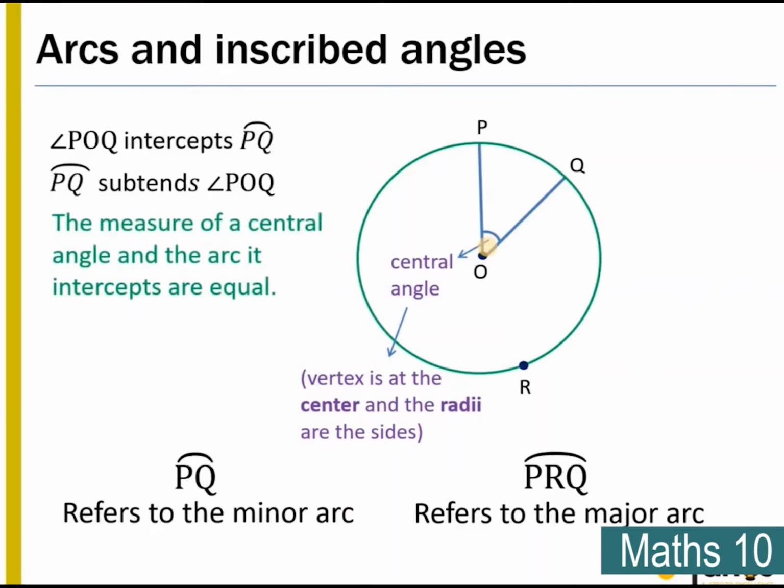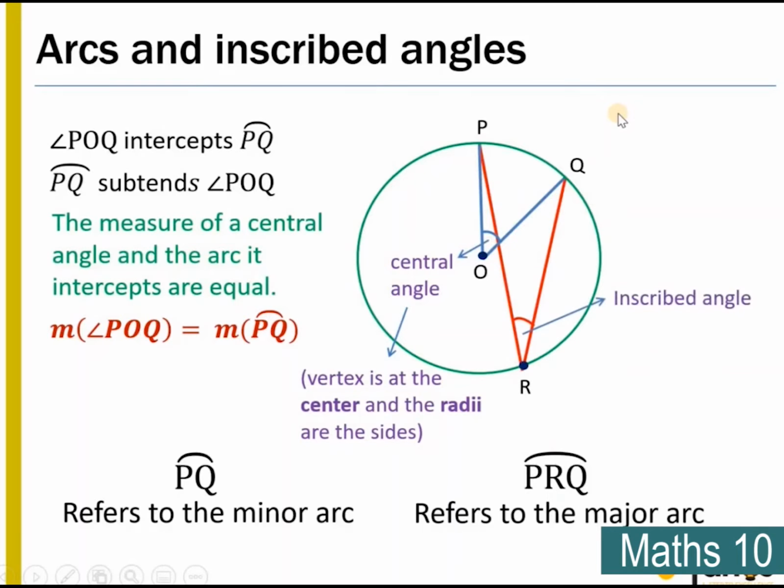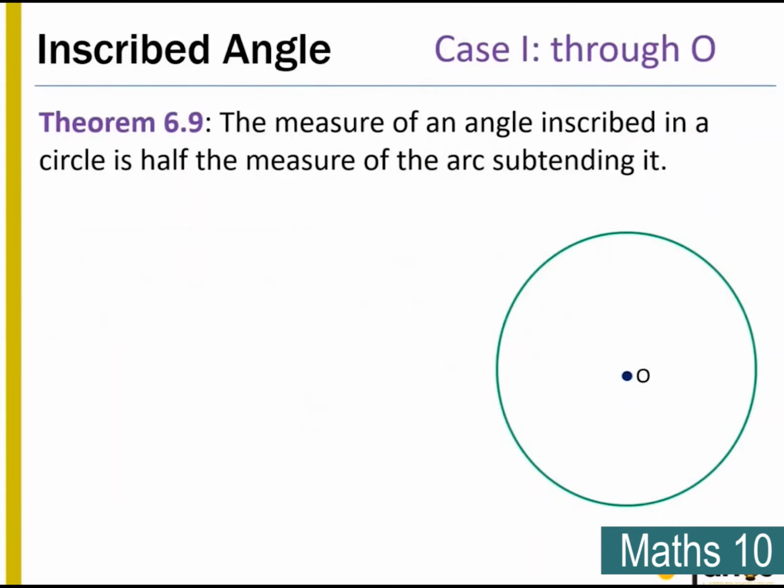The measure of a central angle and the arc it intercepts are equal. In other words, the measure of angle POQ is equal to the measure of the minor arc PQ. In this diagram, this is an inscribed angle. The vertex is on the circle and the chords are the sides.